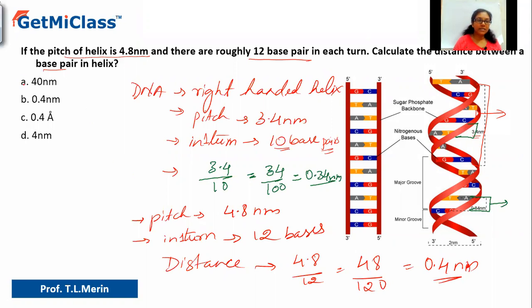So let us see. Option A is 40 nanometer, which is quite large. So 40 nanometer cannot be the distance between two base pairs. Then the nucleotides would be quite far from each other. Hence, it is ruled out. Option B says 0.4 nanometer. That is absolutely right, because our normal distance is 0.34. So here they are just increasing by two base pairs in a turn.